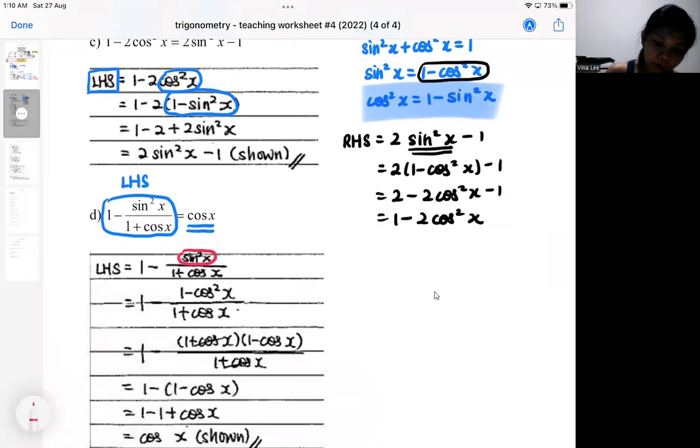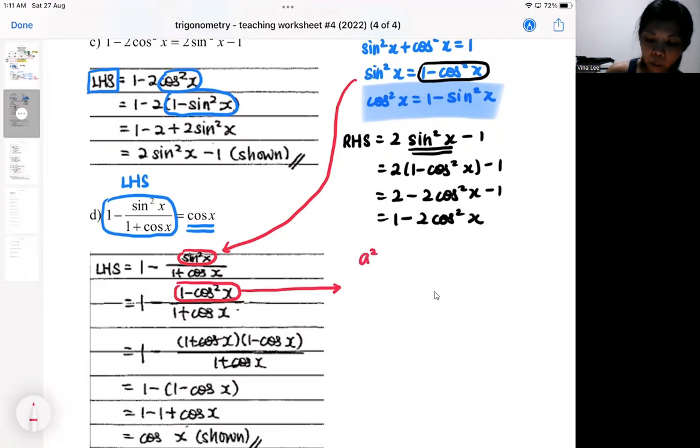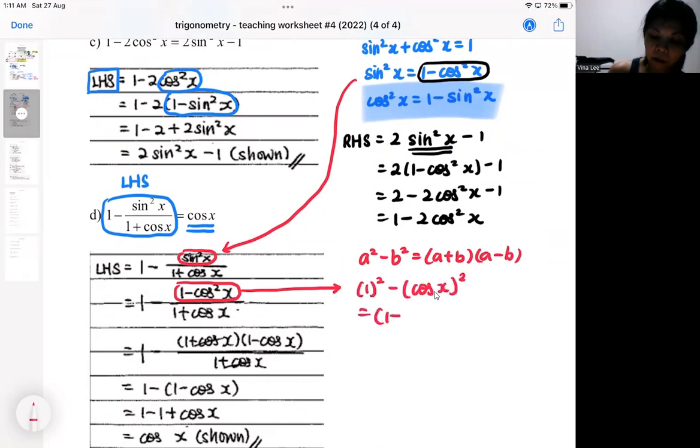I'm using the sine square formula, this part. I'm using the sine square formula, and then I get to a 1 minus cosine square. And this is a technique. I actually apply a square minus b square factorization. So it's something like 1 square minus cosine x square. So if I factorize according to this sec2 formula, this is what I got. So that's exactly how I gotten this.